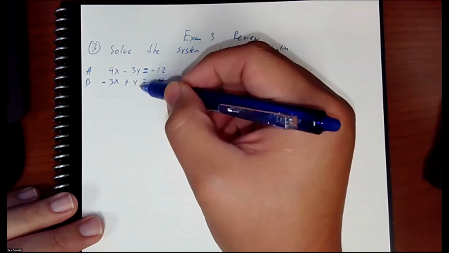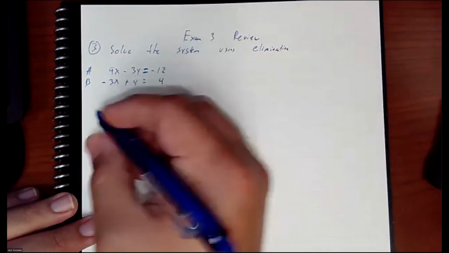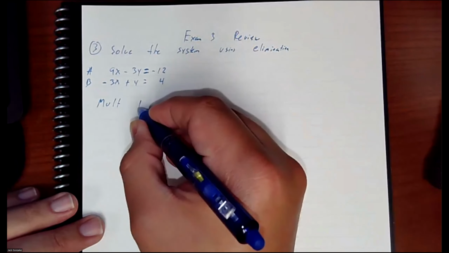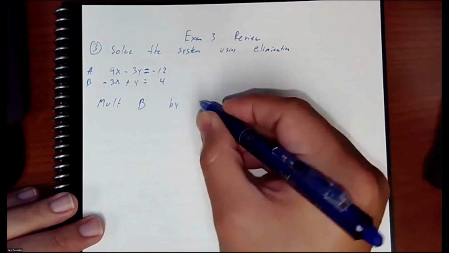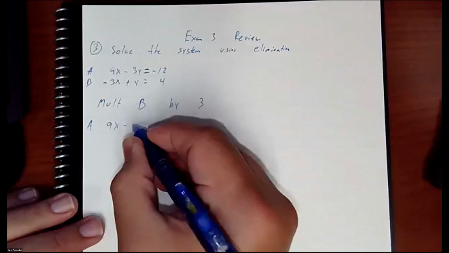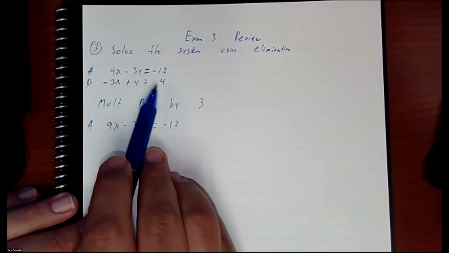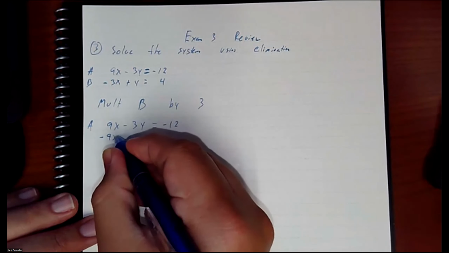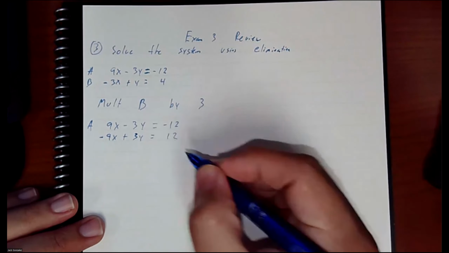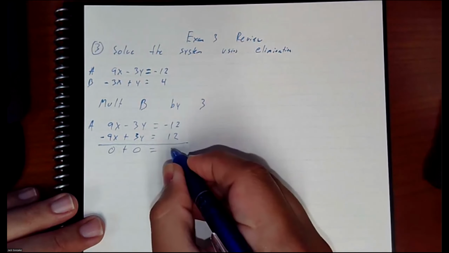So you want to force it to be a number that'll cancel. So if I want to cancel the y, make this a positive 3. All right, so if I'm going to cancel the y, multiply equation B by 3. I'm not going to change the A equation, the first one. But multiply everything by 3, that would be negative 9x plus 3y equal to 12. Add them together, you get 0 plus 0 equal to 0.